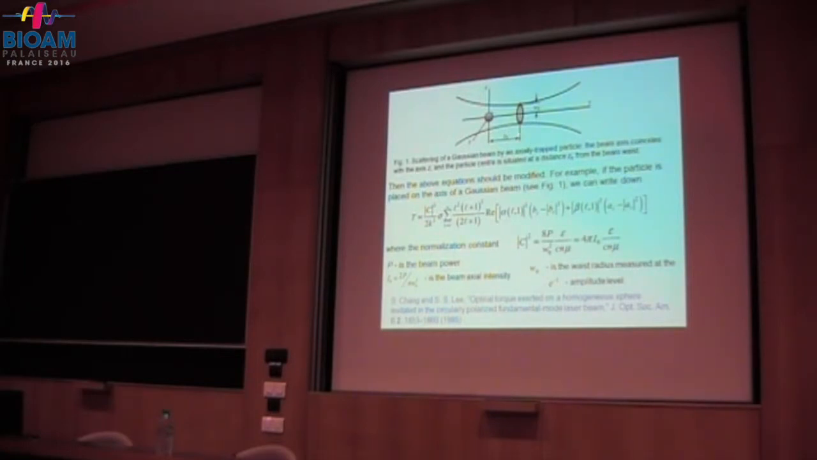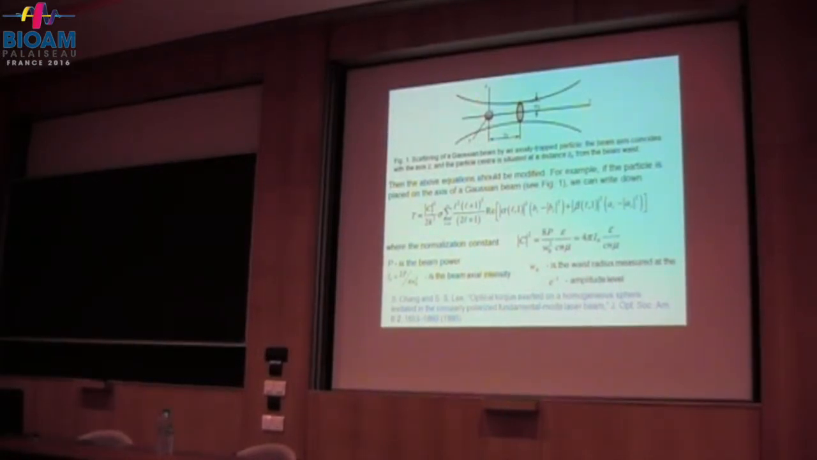For example, if the particle is placed on the axis of a Gaussian beam, we can write down the following expression for the torque, with the normalization constant, beam power, and intensity.